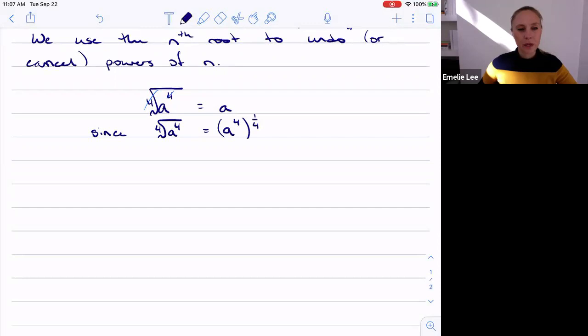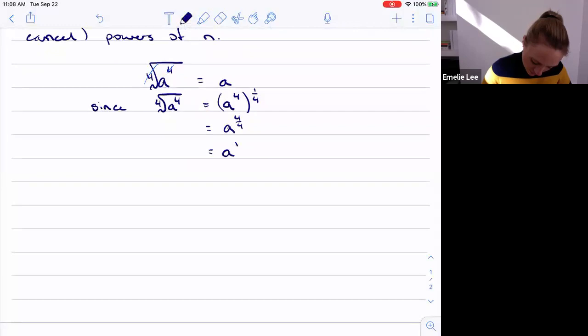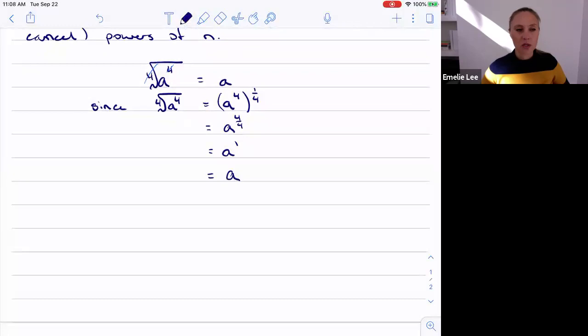Because of these exponents, I know how they react when I'm multiplying, so I can just multiply them across. This is technically a fraction times a fraction, 4 over 1, but I'm not going to write that. I just multiply across and get a to the power of 4/4. 4/4 is just 1, so I have a to the power of 1. Anything to the power of 1, we can just ditch the 1 and say that's just a. That's the reason behind it, and we're going to do this a lot, rewriting the root as a fraction in the exponent.